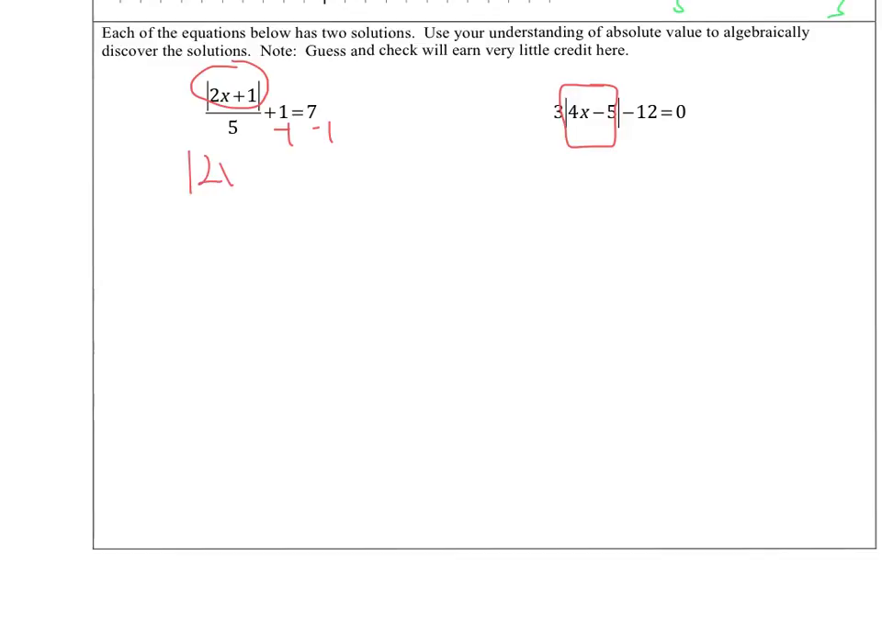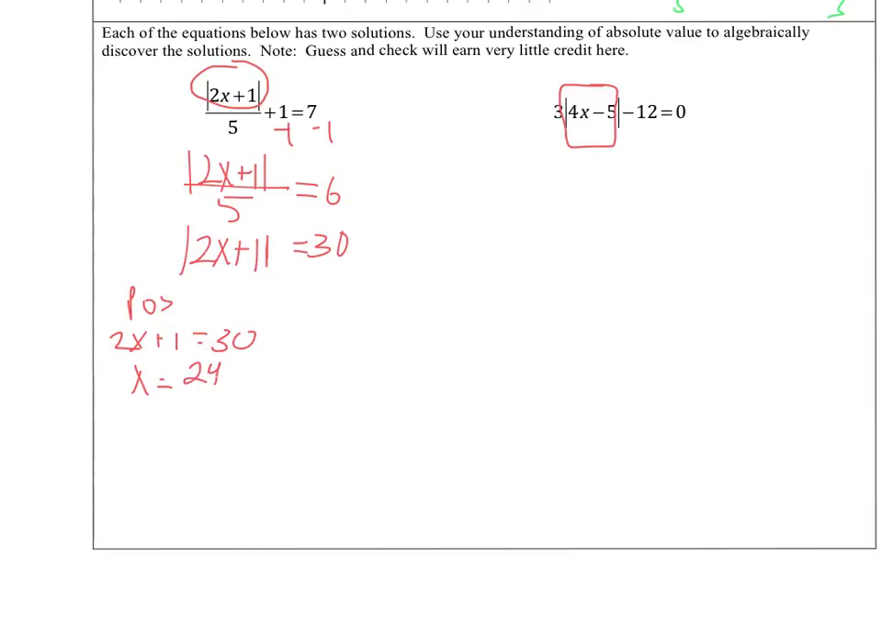And we'll get the absolute value of 2x plus 1 over 5 is equal to 6. Multiply both sides by 5. We get the absolute value of 2x plus 1 is equal to 30. And from here, we're going to work on understanding the absolute value. Absolute value gives us two conditions. One, that's true if the inside is positive. And that would look like 2x plus 1 is equal to 30. That's if the inside gives us a positive value. We subtract 1 and divide by 2 to get x is equal to 29 over 2.